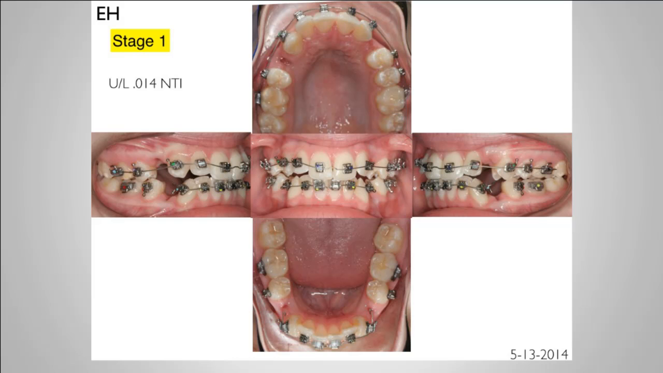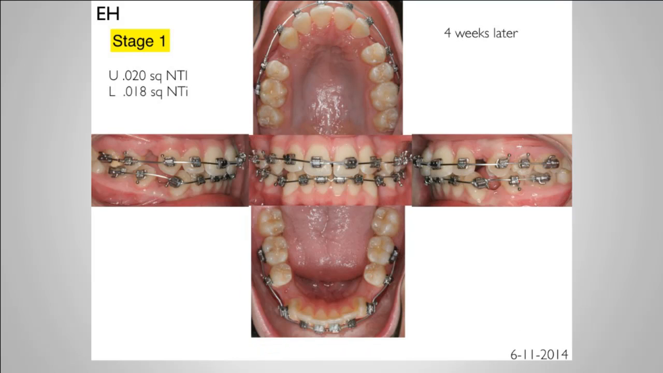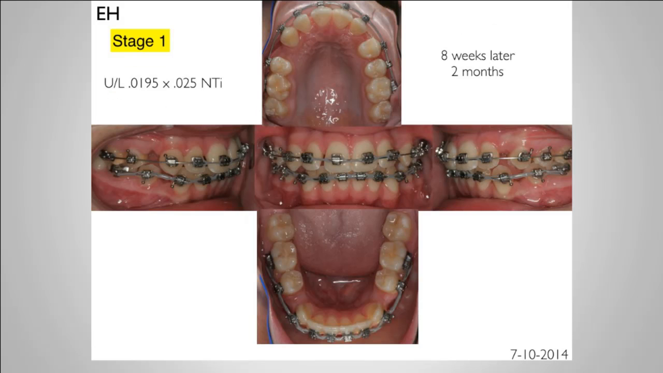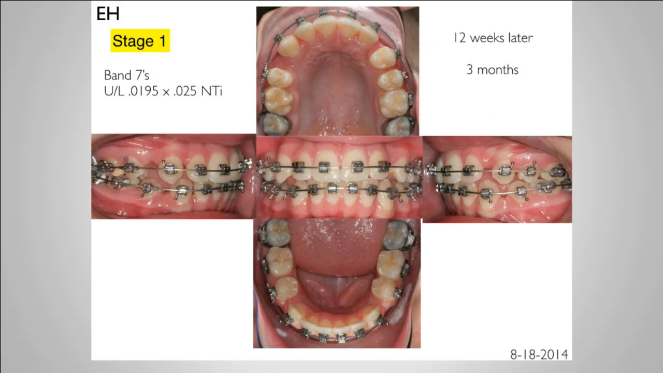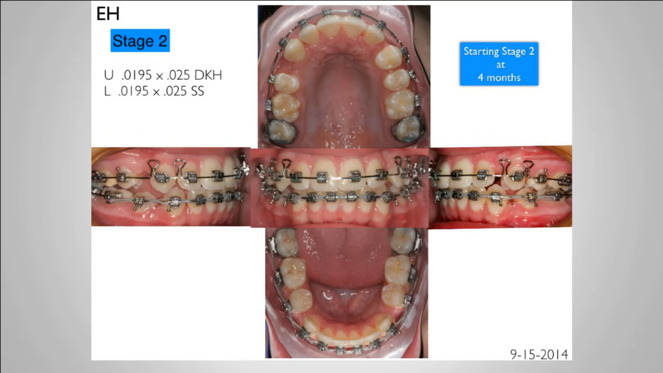And now efficient mechanics. Stage 1, level and aligning. 4 weeks later, 8 weeks later, we took out the impacted upper cuspid and took out 3 remaining bicuspids and other quadrants. In 2 months, we were in NiTi wires. And we finished stage 1 at 3 months as we were banding second molars. Notice the level occlusal planes. We made a rapid onset into getting into stage 2.